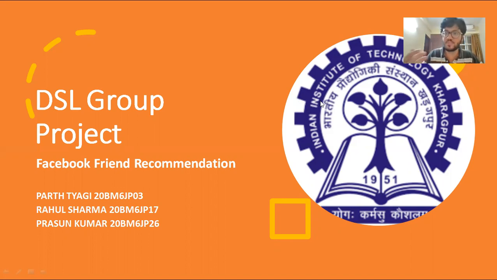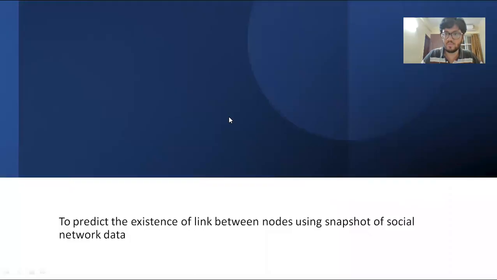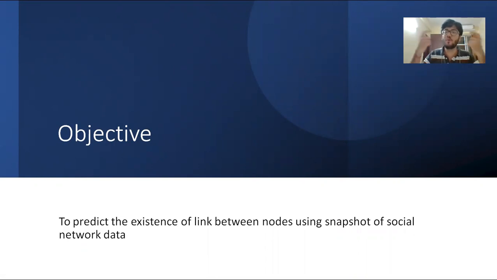So, starting with the objective of our problem statement. The objective of our project is to predict the existence of a link between nodes using a snapshot of social networking data. Why is this equivalent to predicting the existence of a link? Because we want to predict whether two individuals can be friends or not. Individuals are stored as nodes. So this problem is equivalent to predicting whether or not two nodes can have a link, and that is why it is a classification problem.